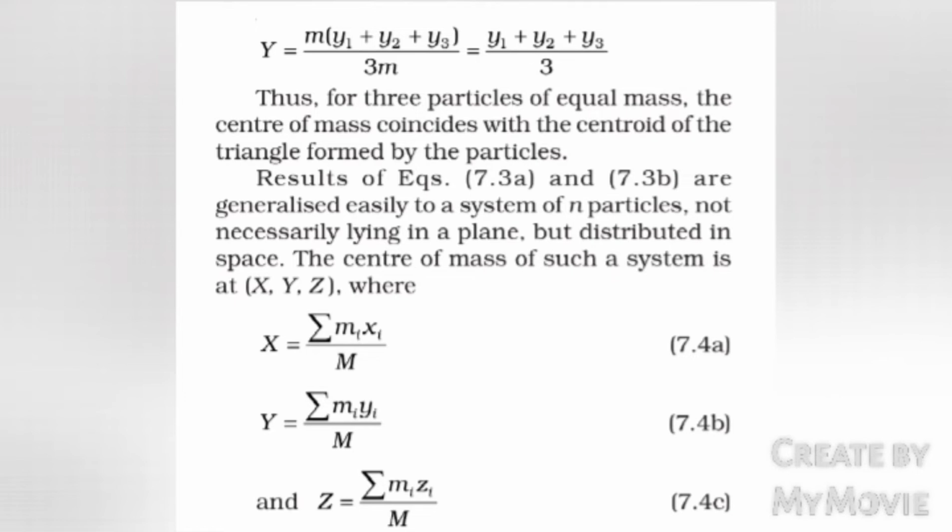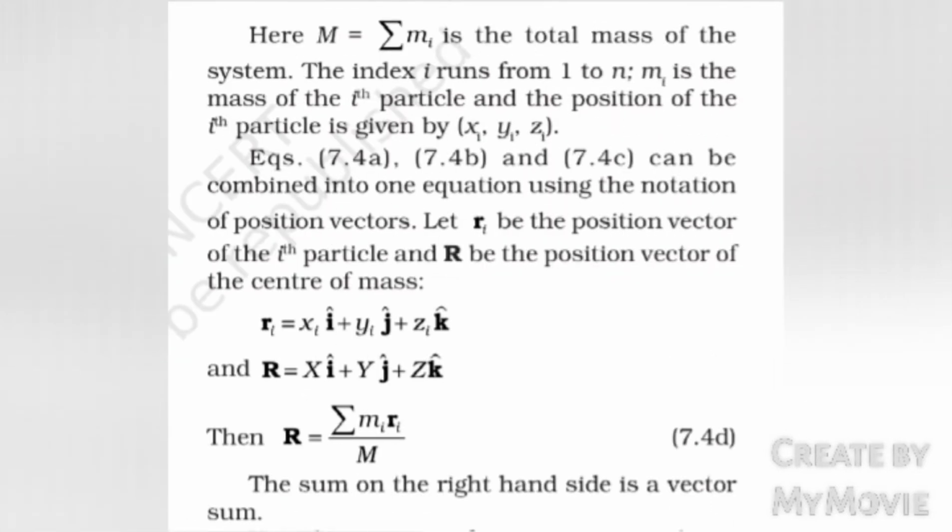Results of equations 7.3a and 7.3b are generalized easily to a system of n particles, not necessarily lying in a plane but distributed in space. The center of mass of such a system is at (x, y, z), where x equals summation mi xi divided by M, y equals summation mi yi divided by M, and z equals summation mi zi divided by M. Here, M equals summation mi is the total mass of the system. The index i runs from 1 to n.